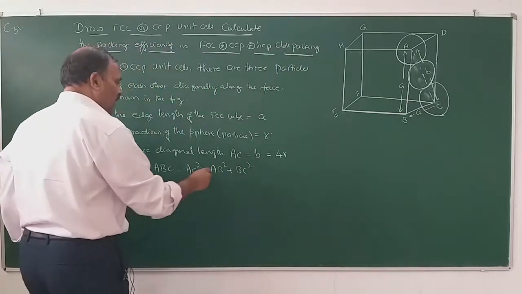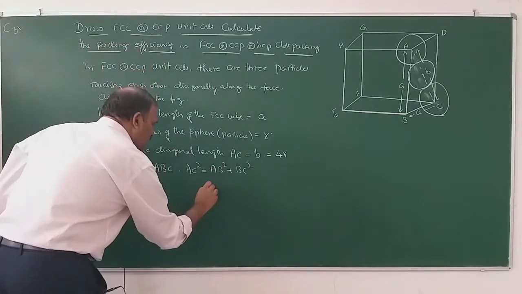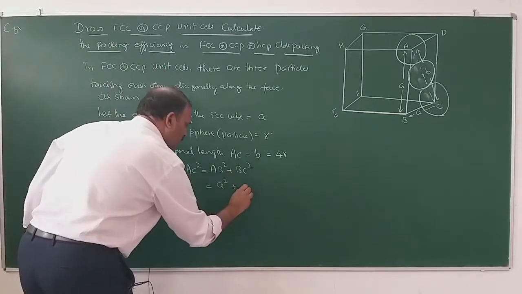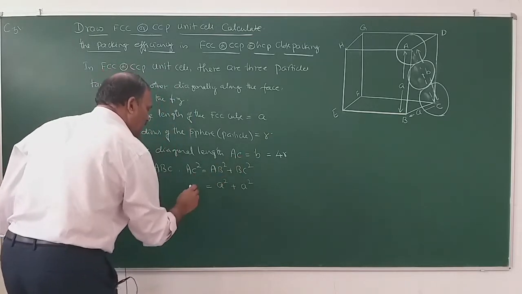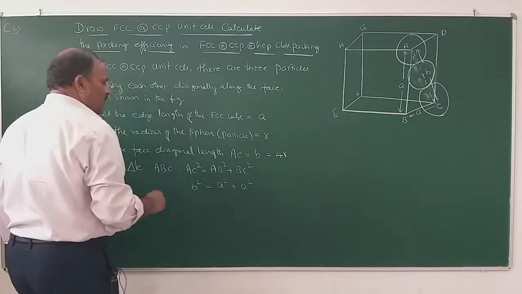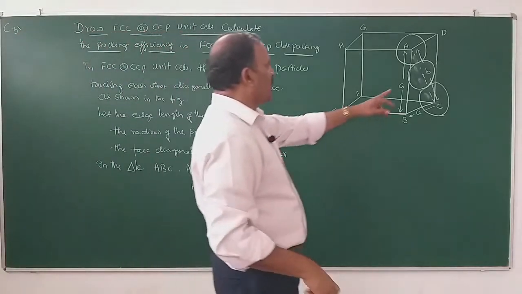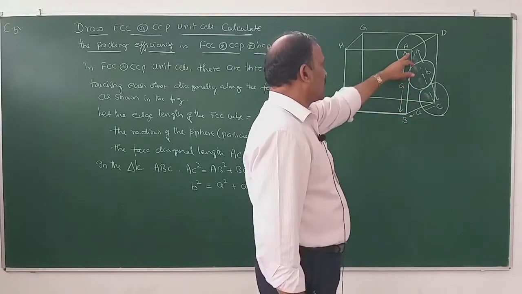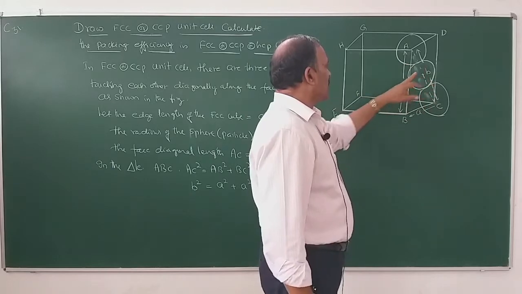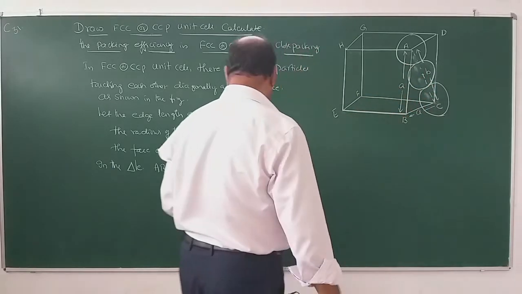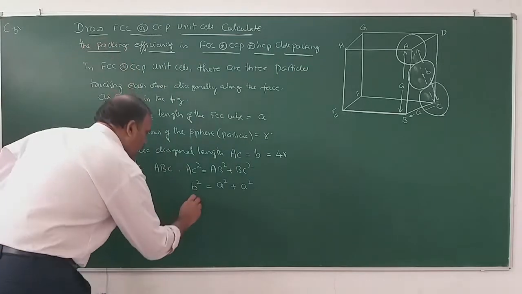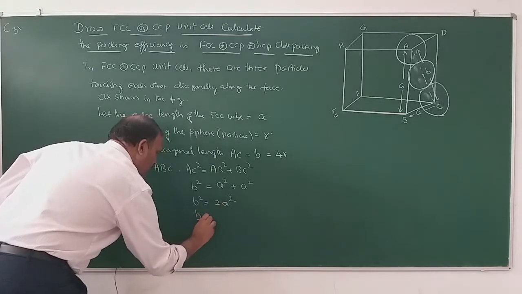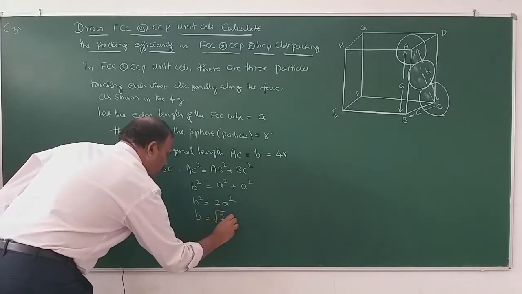What is AB square? AB distance is small a, that is a square, plus BC is also a square. Then what is AC? AC is B, so B square equals a square plus a square. So B square is equal to 2a square, or B is equal to root 2 into a.